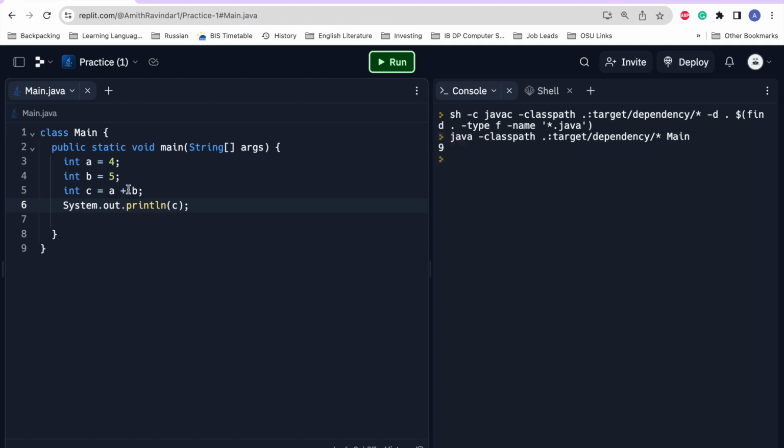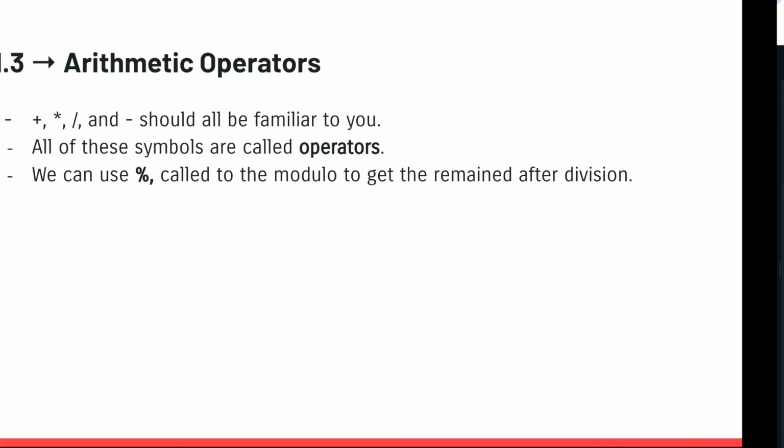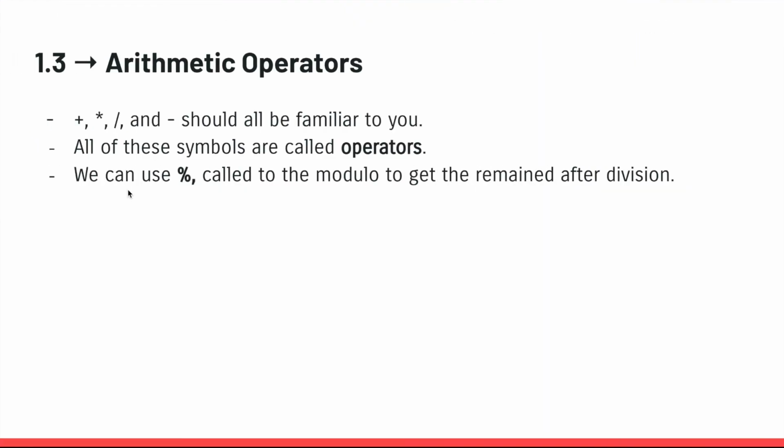Now, we can use plus, we can use minus for subtraction, star for multiplication, and then slash for division. Those are basic arithmetic operators. Now we have one more called modulo, which is represented by a percentage sign. What this does is allow us to get a remainder when we divide two values.